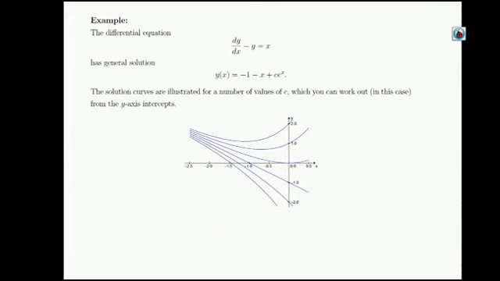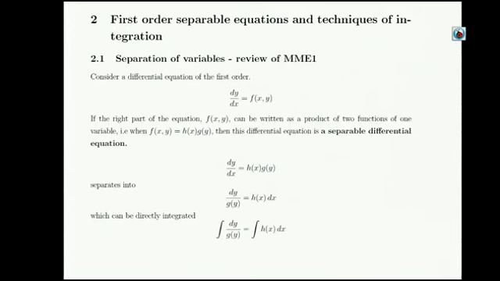But if I had a boundary condition or initial condition, if I knew what the value of the solution was when x is equal to 0, that would pick out one of these curves for me, and then I'd know that particular solution. Does anyone want to ask any questions so far? No? Okay.